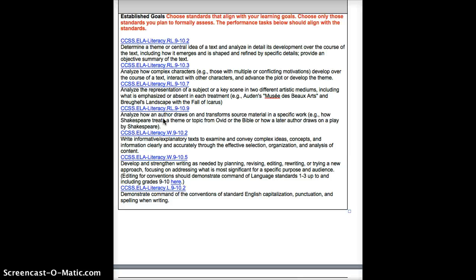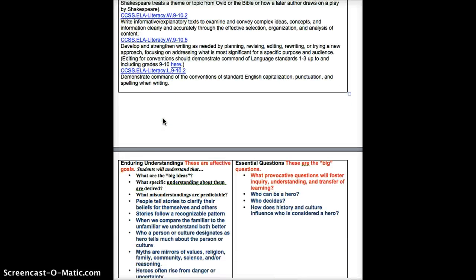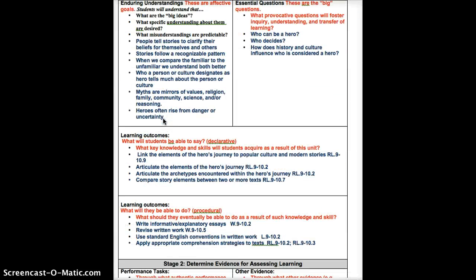Okay, and we could look at the Hunger Games and see the hero's quest in the Hunger Games. We can look at Star Wars, see the hero's quest in Star Wars, and any other number of stories. And once students start to see this in stories, they start to see it everywhere. And this is true transfer of a standard. So being able to understand and analyze how an author draws on and transforms source material translates into a learning outcome of being able to link the elements.